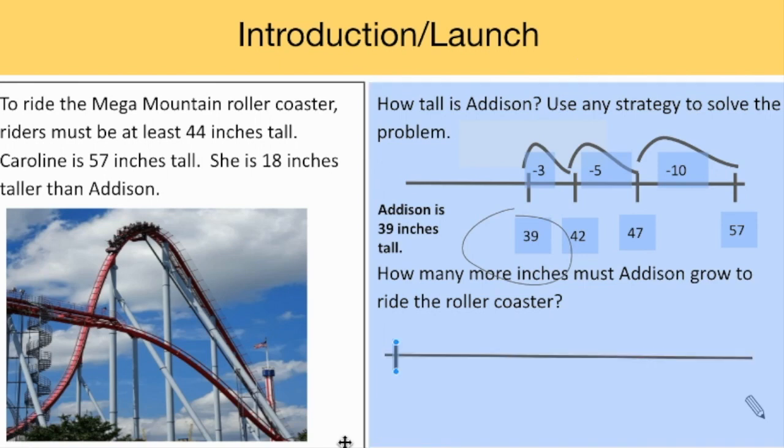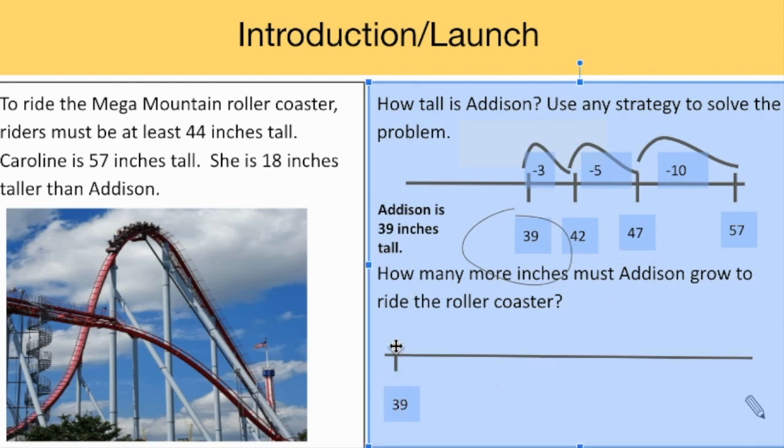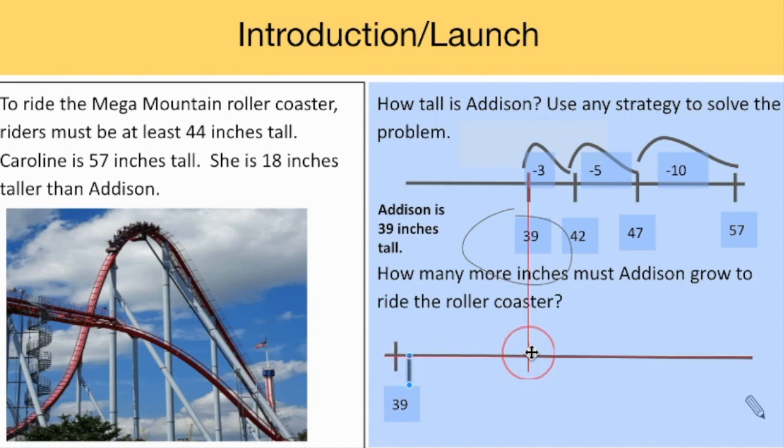So this time I'm starting from the left-hand side of the number line, and I know that Addison's height is 39 inches. So I'm going to start from the number 39. And our goal is to make it to the number 44 because that is the height that is required to ride the roller coaster. Addison still doesn't make that height requirement, and therefore she cannot ride the roller coaster. It's not a lot of distance. So I can do jumps of 1 here.